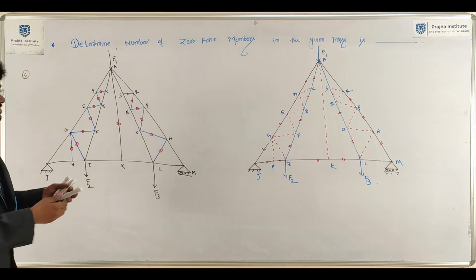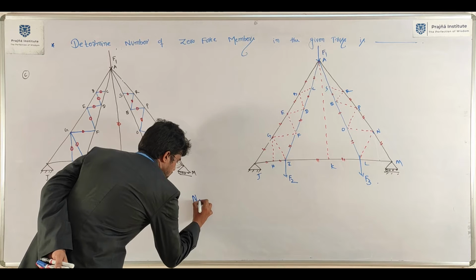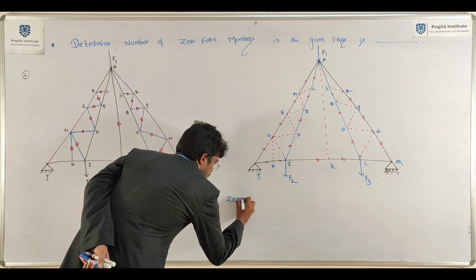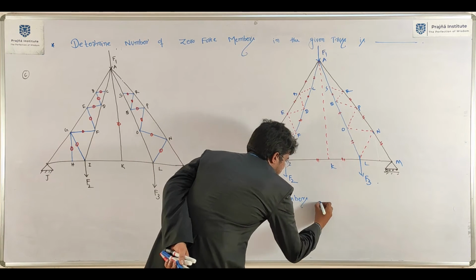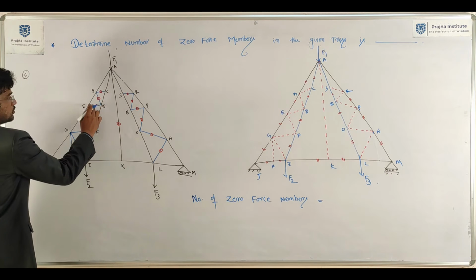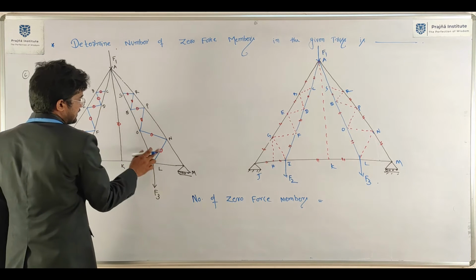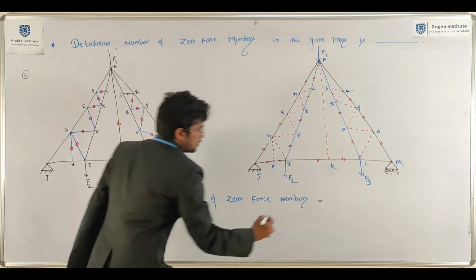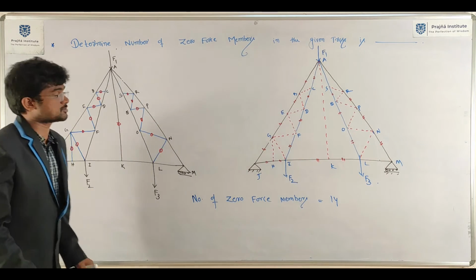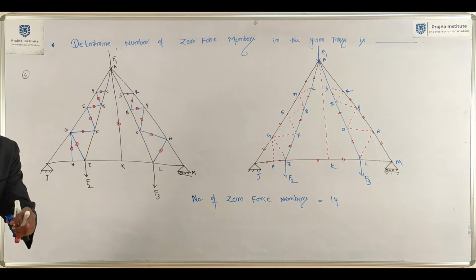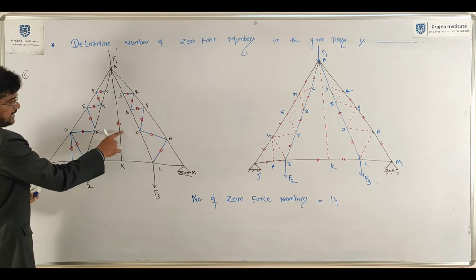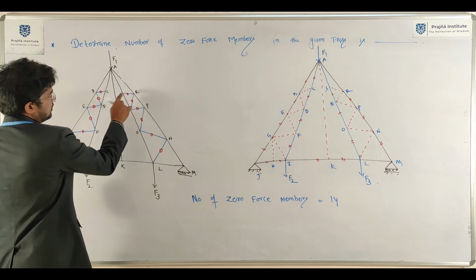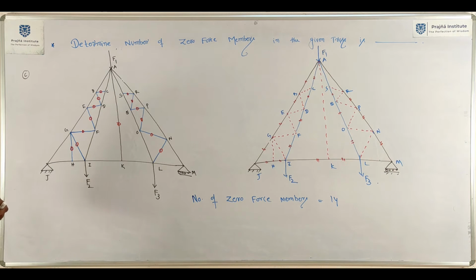Now tell me the number of 0 force members in the given truss. Number of 0 force members in the given truss equals 1, 2, 3, 4, 5, 6, 7, 8, 9, 10, 11, 12, 13, 14. Total 14 zero force members are present in this particular truss. Write down up to here. Correct? That's it. So it is just an example for the 3 members rule.